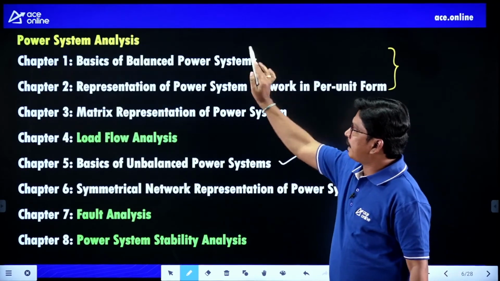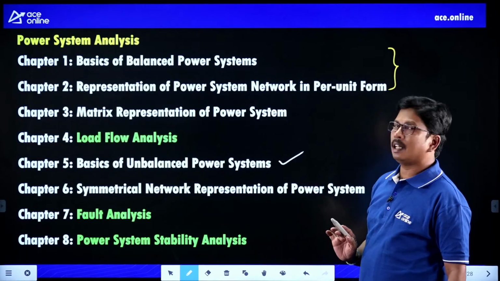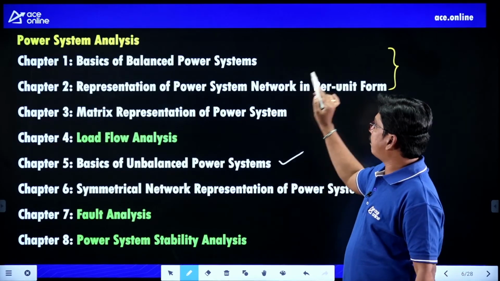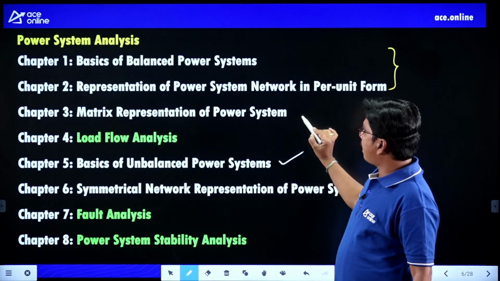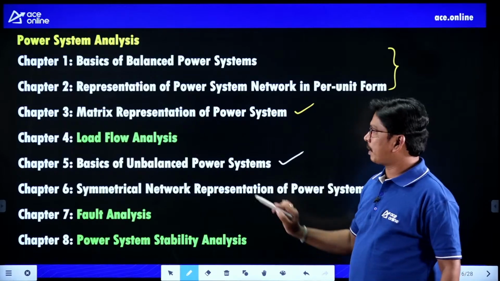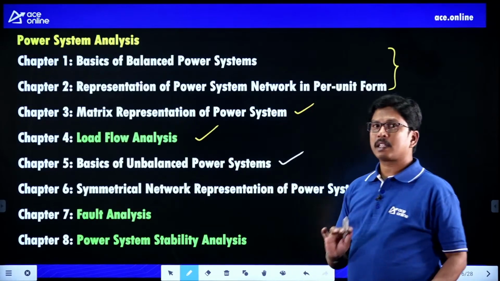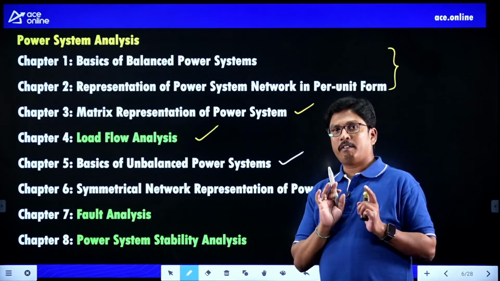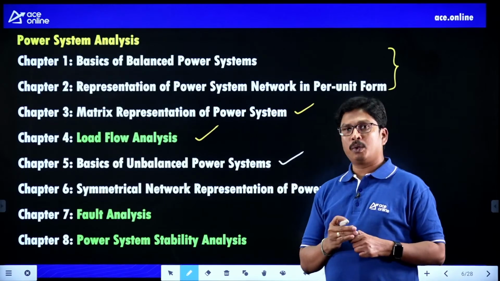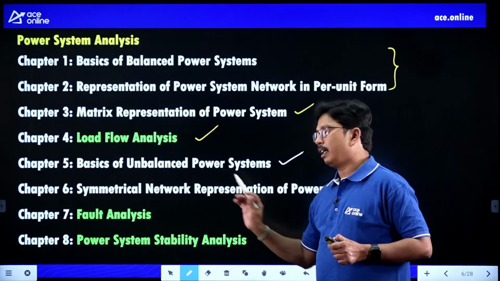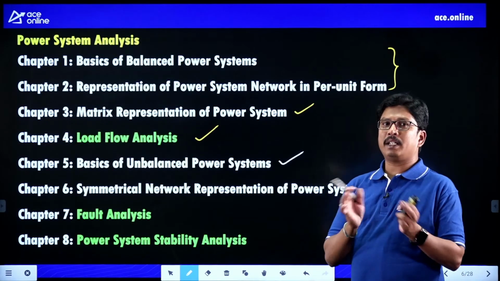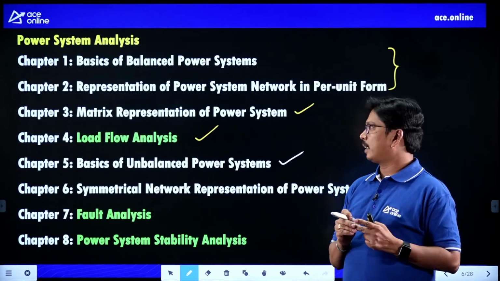So see here students, per unit system and chapter 1 and chapter 2 are basics for the entire syllabus. So try to understand the basics of balanced power system and the per unit system representation. They are very basic for the entire syllabus. And matrix representation is particularly preferable for load flow analysis. That is, Y bus is preferable for load flow analysis. Z bus is particularly preferable for understanding the fault analysis, right? We can do Z bus based fault analysis.